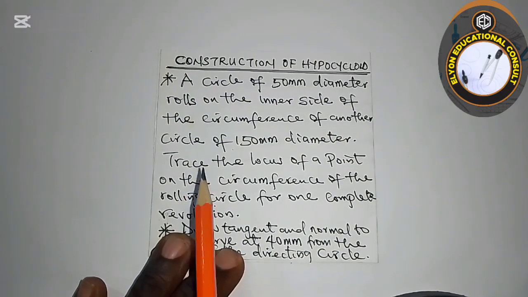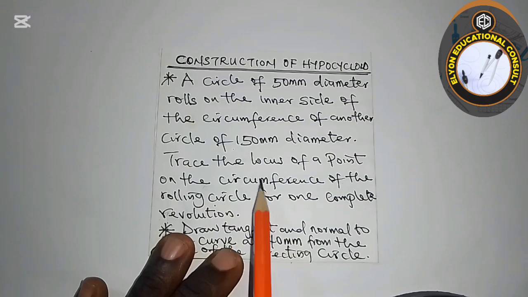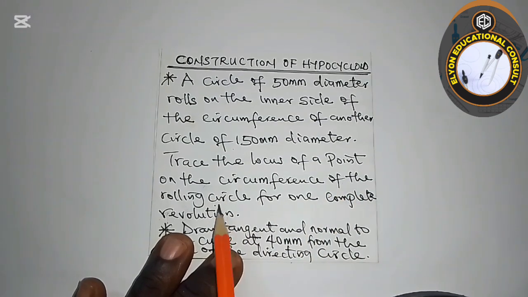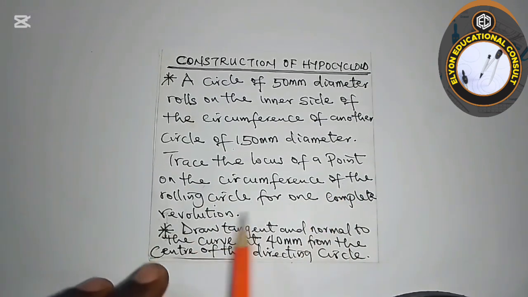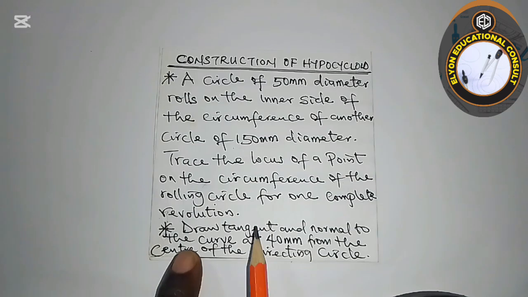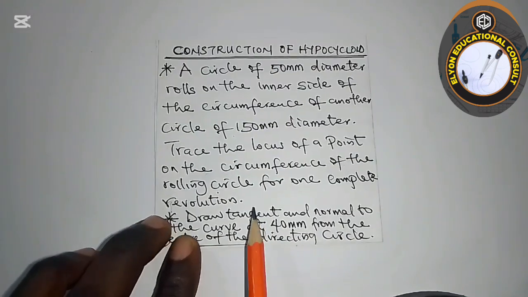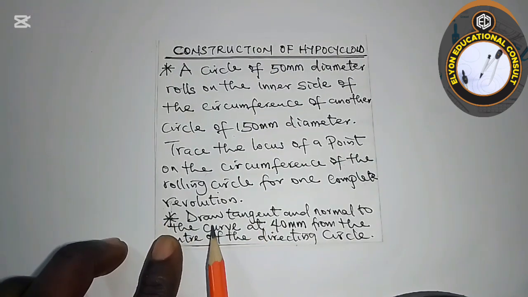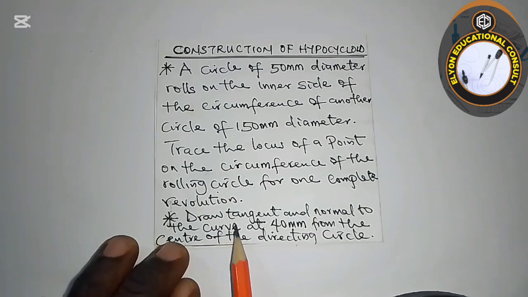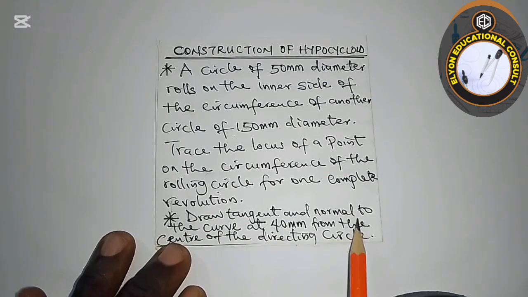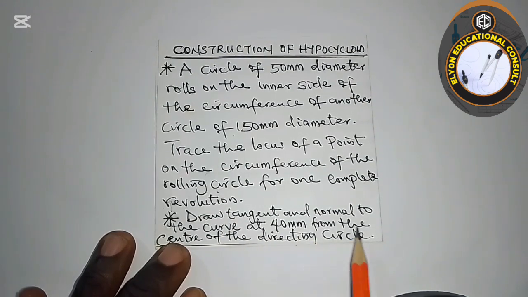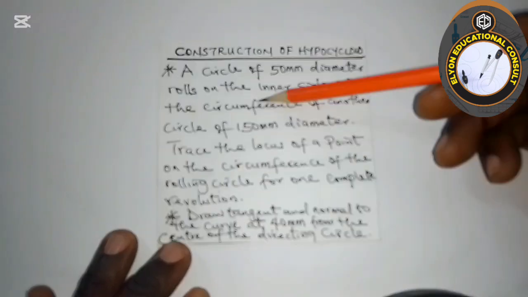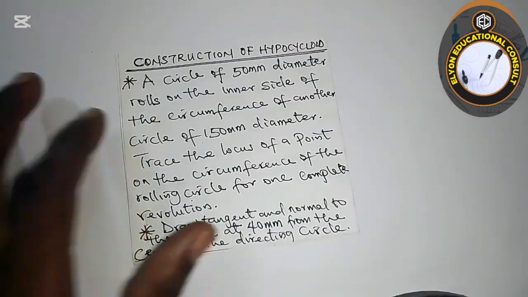So the question says, trace the locus of a point on the circumference of the rolling cycle for one complete revolution. So we are going to be drawing that for one complete revolution, and after we are done with that, the question further states that we should draw tangent and normal to the curve at 40 mm from the center of the directing cycle. But let's deal with this first part of the question first. So I'm going to be drawing that.